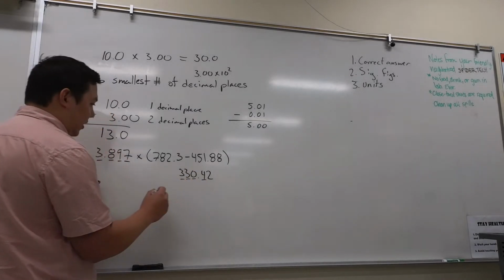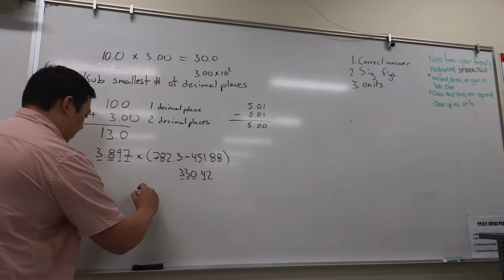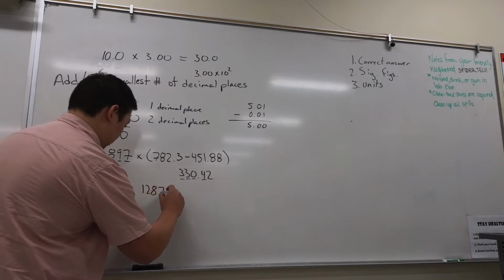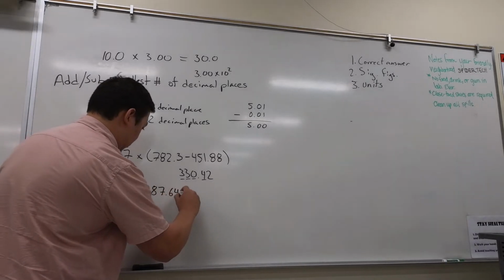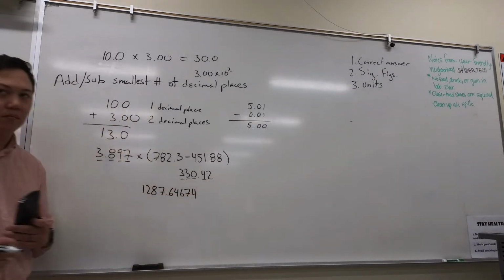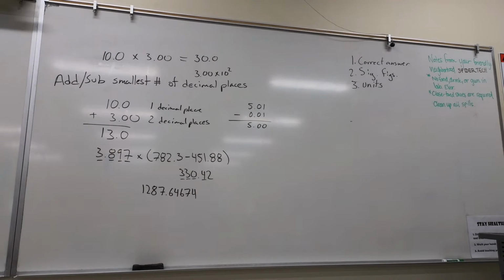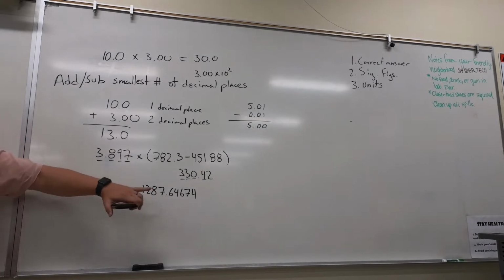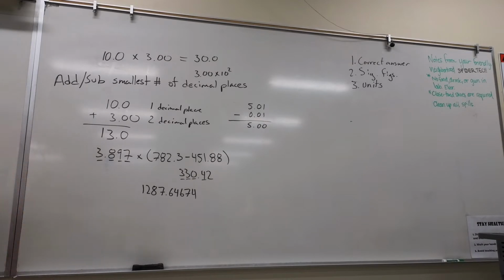Again, the calculator is going to give us some number. It doesn't know how many sig figs we're supposed to have. So that's the whole number that my calculator gives me: 1,287.64674. Big number. Sorry, I know for those of you in the back, it's getting a little low on the board. I'll switch to this side.